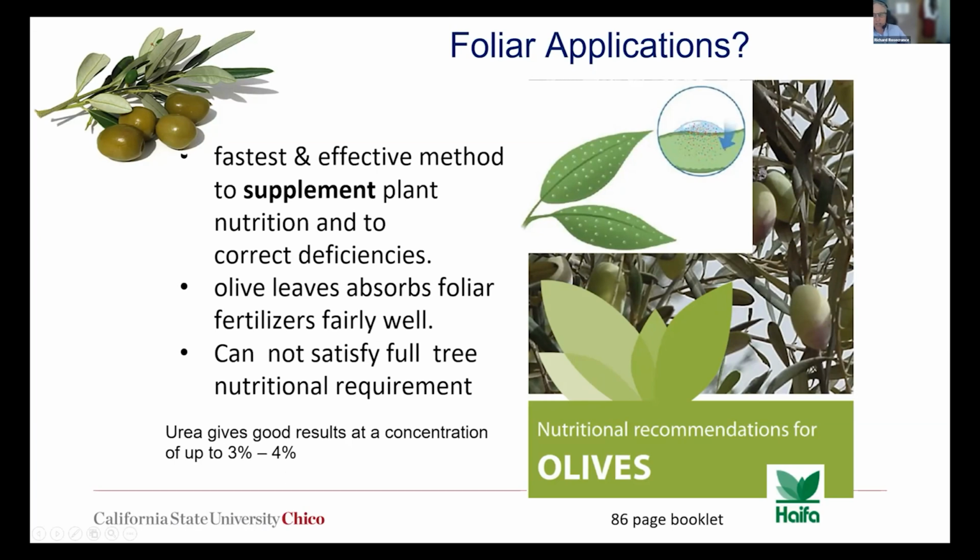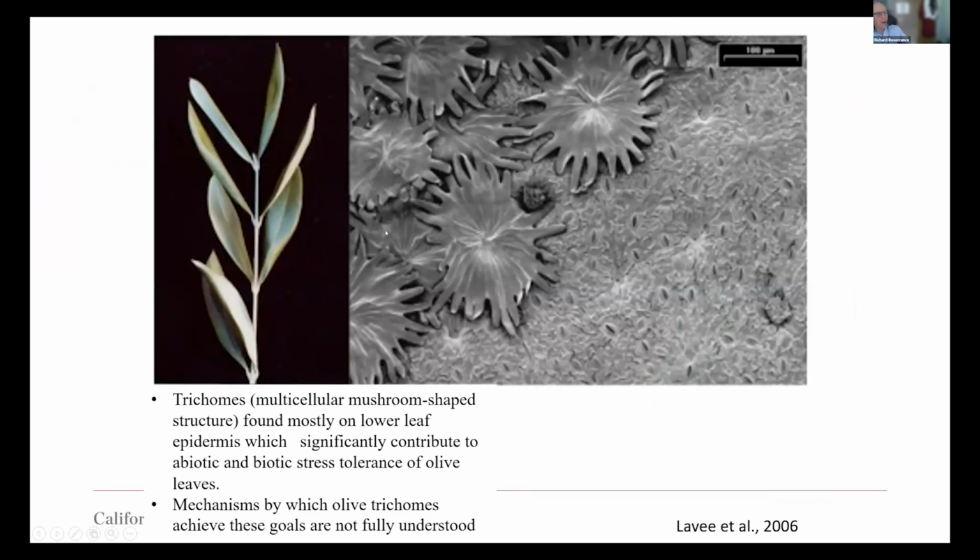Now, olives are very drought tolerant, but one of the reasons why is they have these trichomes. This is the underside of an olive leaf. Here we have some of the stomata, and they have these sort of flower-like structures that can delay foliar applications. It still can get in here, but it might take longer than when you're foliar applying things to peaches or any kind of stone fruit. These trichomes can sort of slow down foliar uptake.